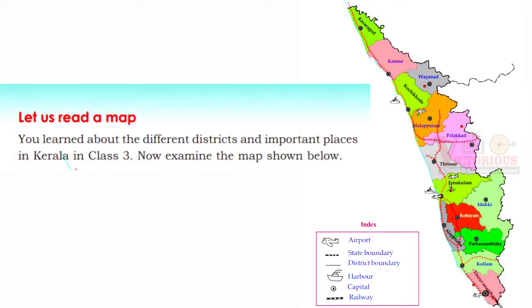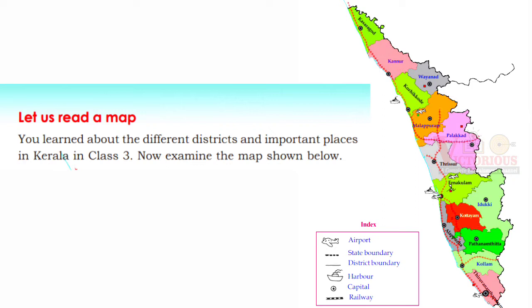You have already learned about the different districts and important places in Kerala in class 3rd, right? You remember that? Very good. Now examine the map shown below. We can see 14 districts, right? From Trivandrum to Kasaragod. In different colors, boundaries we can understand.